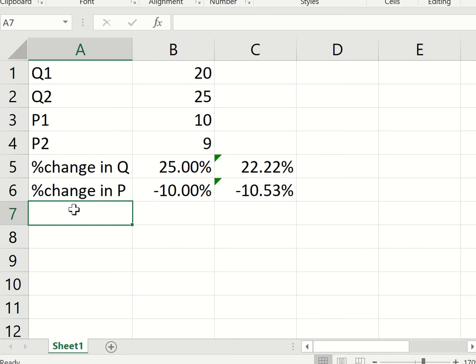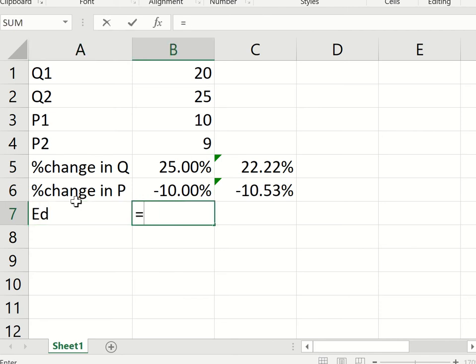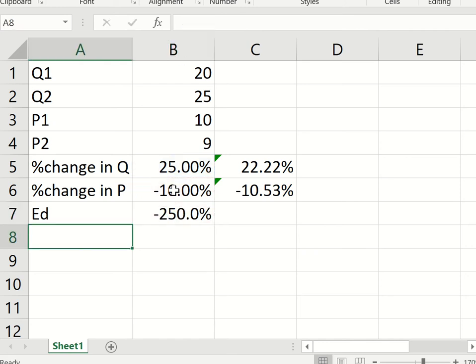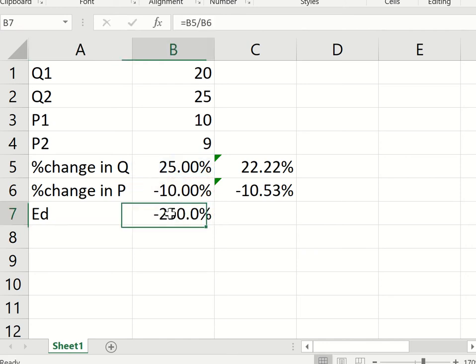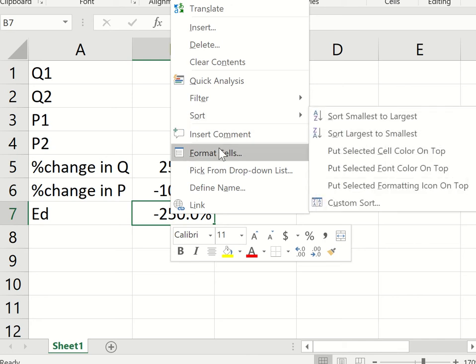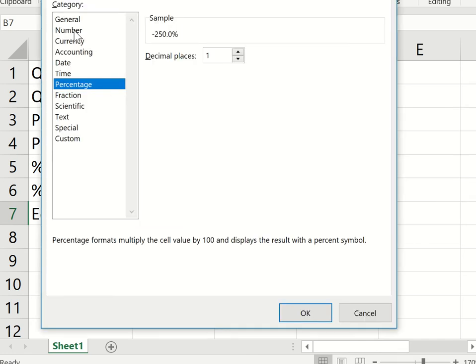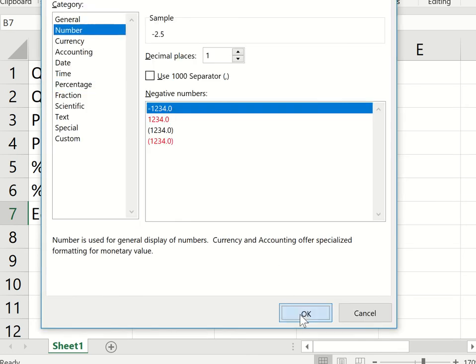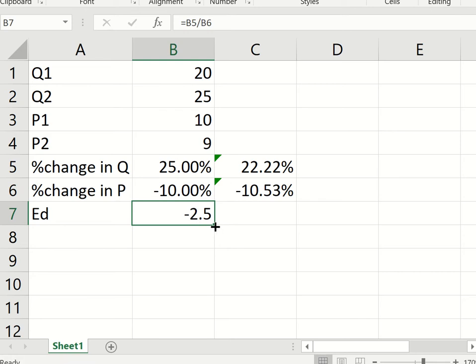All right, so last step, elasticity. So it's percentage change in quantity divided by percentage change in price. And then we want this one to be a decimal, not a percentage. And then same thing for the one over there. Okay, so that's how I do it in Excel. Now you do see the answers are different, depending on which method you use. So again, read the question carefully to know which method the question is asking you to use.